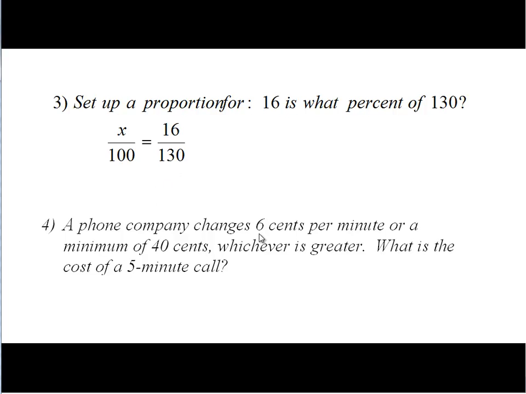Okay, a phone company charges 6 cents a minute, or 40 cents for a minimum, and then it takes whichever is greater. Well, it's going to be 6 times 5 or 40 cents, whichever is greater. So in this case, 40 is greater, because 6 times 5 is 30, and you take the greater of the two.